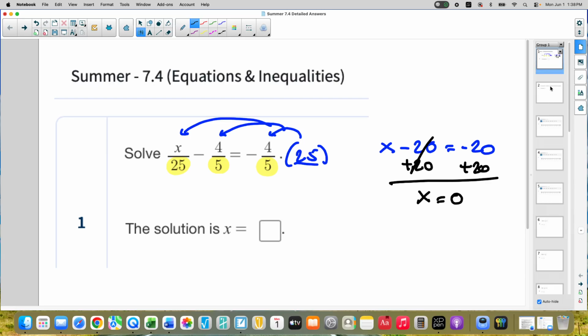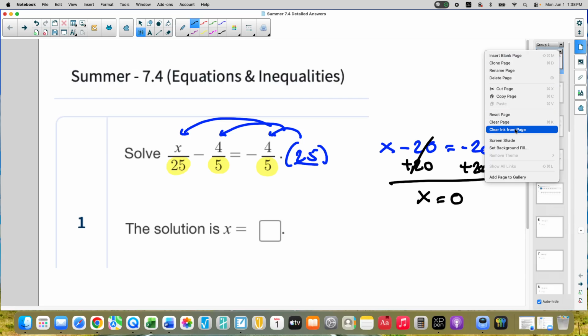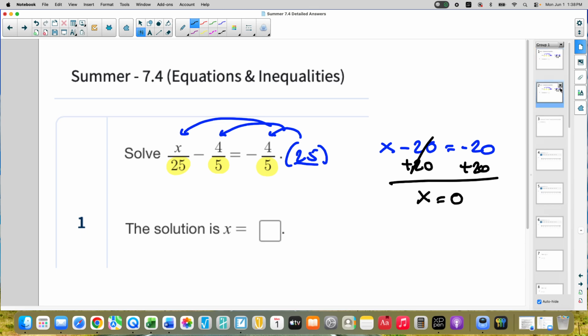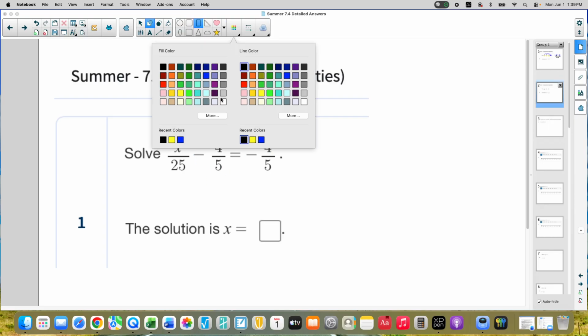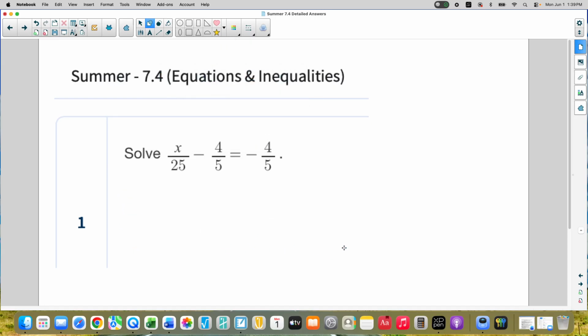Another way to do this problem is, we don't want to clear, we want to clear the ink. So one of the other ways we could do it is to get rid of this. This is ugly and in the way and not necessary. If we want to isolate the variable, this variable is being divided by 25. It's also being subtracted by 4/5. So which one do we get rid of?